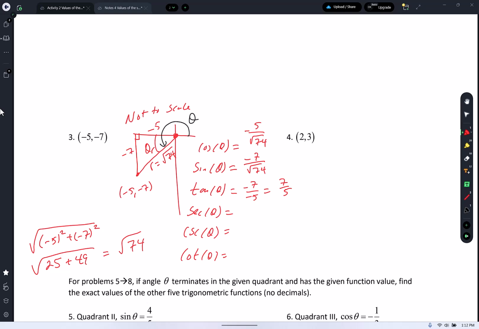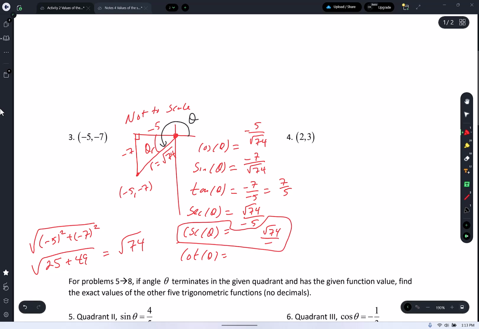Secant. The reciprocal of which one? Cosine. So you're going to write what? Square root of 74 over negative 5. You can put the negative in the front. Cosecant. You're going to write the reciprocal of sine. So square root of 74 over negative 5. Sorry, it's kind of tight here. Yes. What are you talking about? I'm kidding. I knew I made a mistake there. Cotangent. There you go.